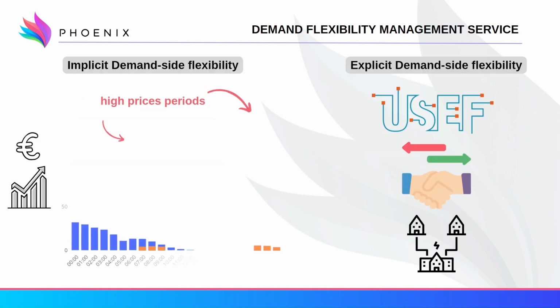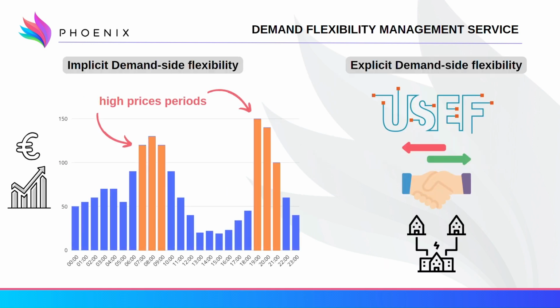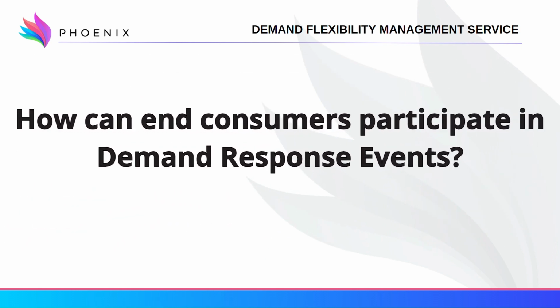There are two types of flexibility utilized in the market and considered in Phoenix's Demand Flexibility Management Service. Explicit demand-side flexibility, which is explicitly committed and dispatchable, can be traded on various energy markets, much like generation flexibility. This type of demand-side flexibility is commonly known as incentive-driven flexibility. Implicit demand-side flexibility is the consumer's reaction to price signals, where consumers can adapt their behavior to save on energy expenses. How can end consumers participate in demand response events?